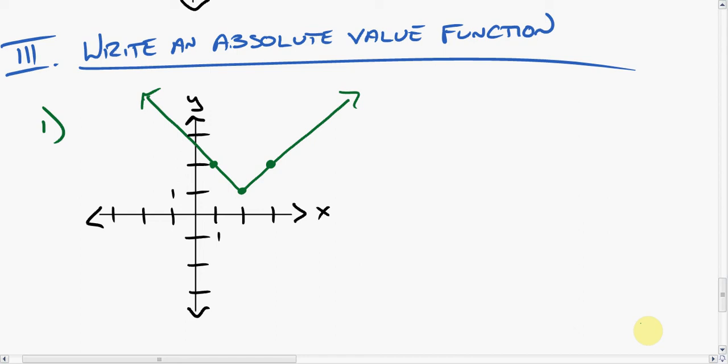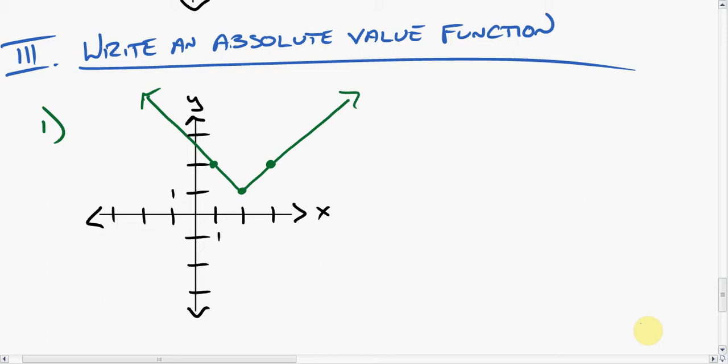This is section 2.7, part 4, where we're going to write an absolute value function. So essentially we're going in the opposite direction. Up until this point we've been given an equation and we had to turn that equation into a graph. We had to graph it. Now we're given a graph and we need to look at the graph, analyze it, and write an equation.